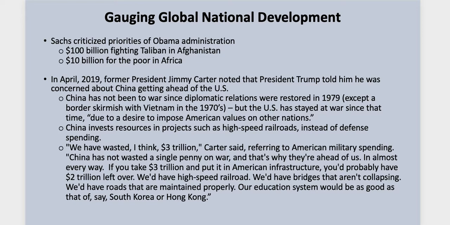He says if you take $3 trillion, which is what he says we've spent on the military in the last 40 years, and if we put that into American infrastructure, we'd probably have $2 trillion left over. And in addition to that, we'd have a high speed railroad, we'd have bridges that aren't collapsing, we'd have roads that are maintained properly, and our education system would be as good as any in the world. And so it's a bit of an aside perhaps when we look at global national development, but America could do a better job at taking care of its own infrastructure and its own people if we were able to get away from all this defense spending.